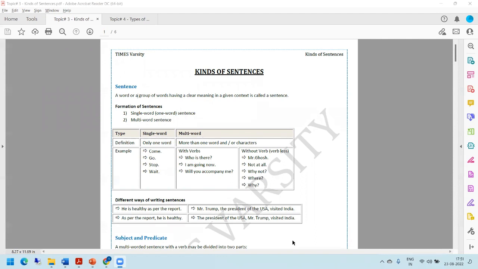Multi-word sentence. So I think, can you mute yourself, Sabi?